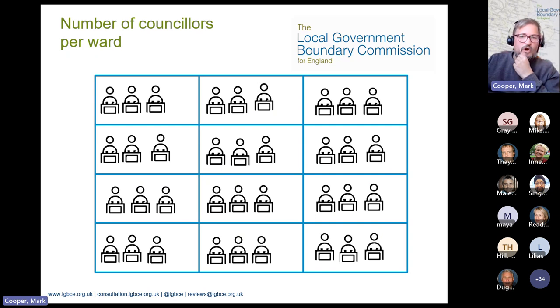Under those circumstances, we could propose a mixed warding pattern in one or two areas in the city. However, this is quite rare, and our starting point for the review will be that we will seek to deliver a uniform warding pattern of three-member wards for Coventry.